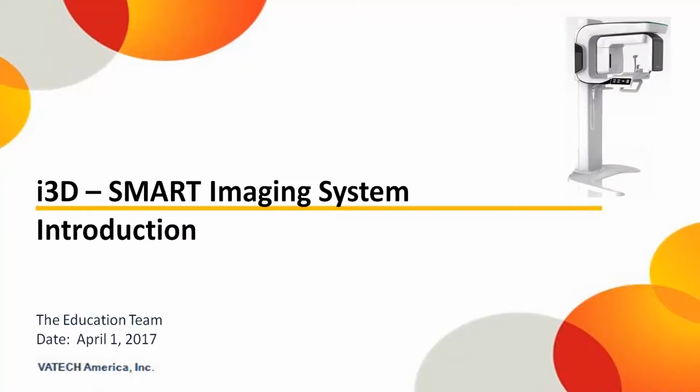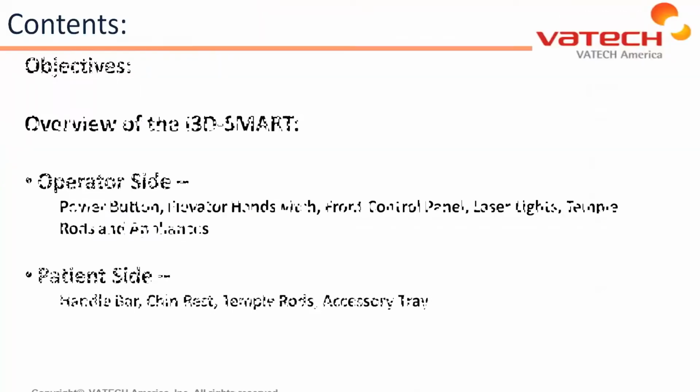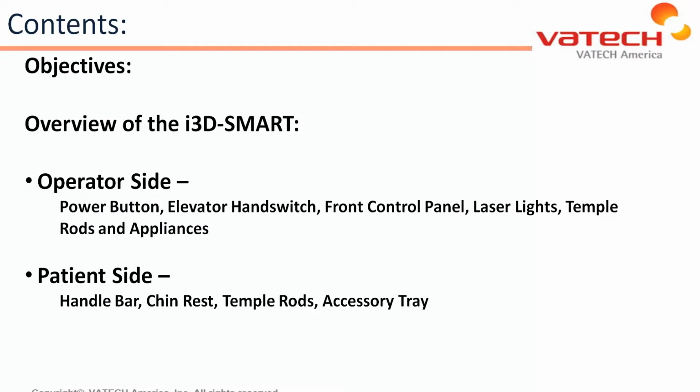i3D Smart Imaging System Introduction. Objectives are doing an overview of the i3D Smart, starting on the operator side to identify the power button, elevator hand switch, front control panel, laser lights, and temporal rods, and on the patient side, identifying the handlebar, chin rest, temporal rods, and accessory tray.